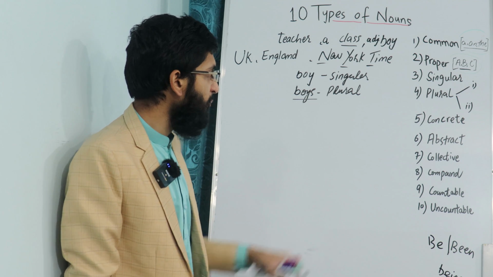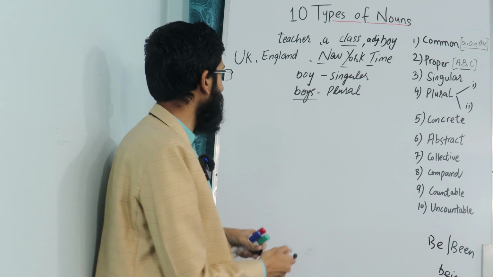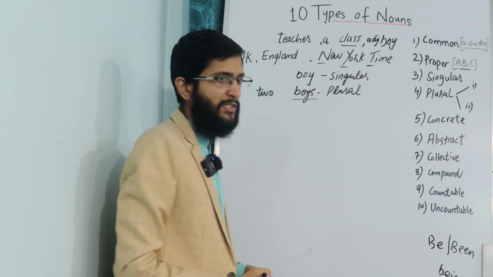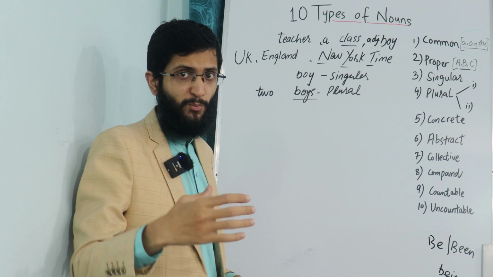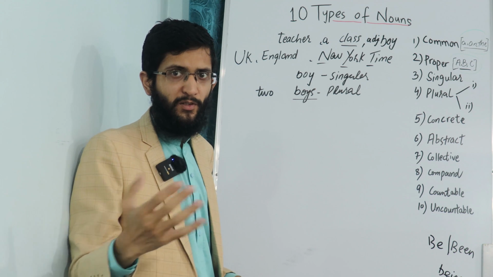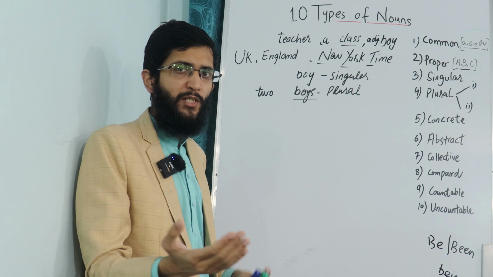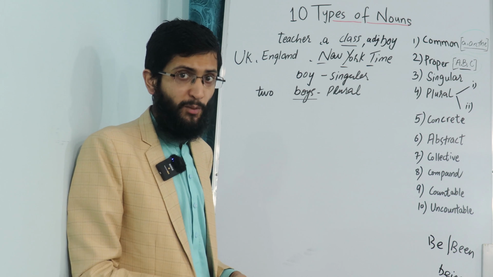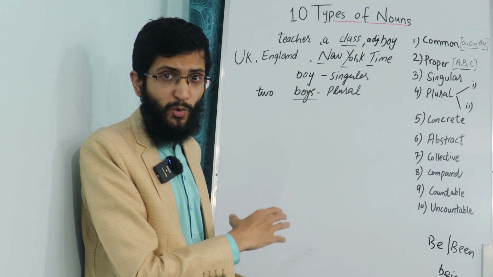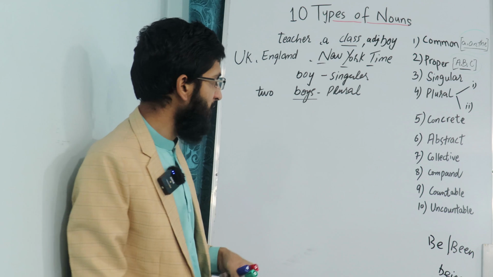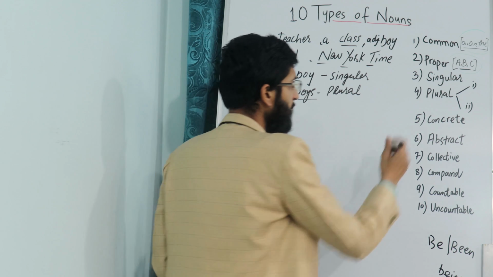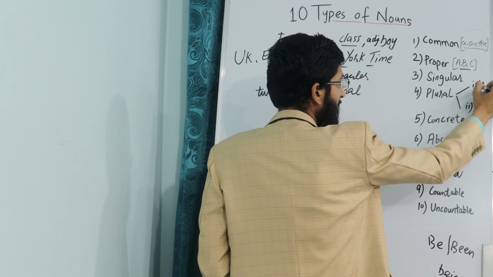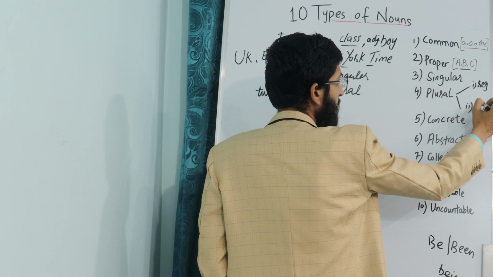So before a plural, you will see a number adjective like 2, 3, 4, 5, 6, or you will also see some other words like many, several, a lot of. These are actually predeterminers, modifiers. You will learn about these things in my coming lectures, but today I'm just giving you a roadmap of all these types. When you talk about plural nouns, you have two kinds of plural nouns, regular and irregular.